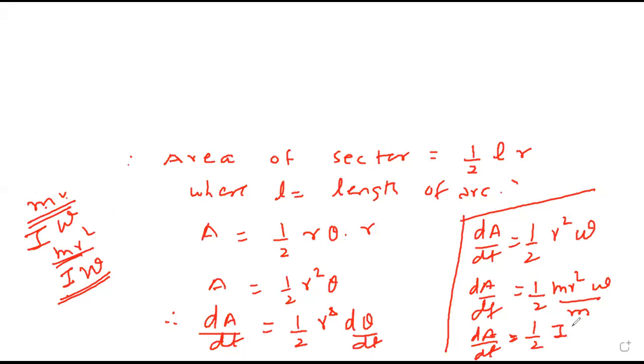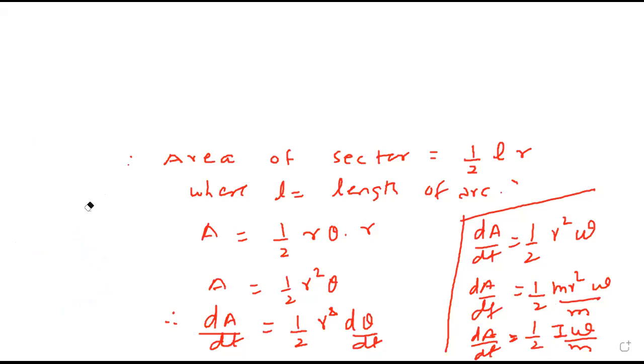So this is half I, moment of inertia, into omega upon m. Mass means measure of inertia or not? Yes. Mass is a measure of inertia. So moment of inertia is a measure of inertia in rotational motion. I omega is nothing but angular momentum. If mass is similar to I, then v is similar to omega. mv is linear momentum. I omega is called angular momentum.